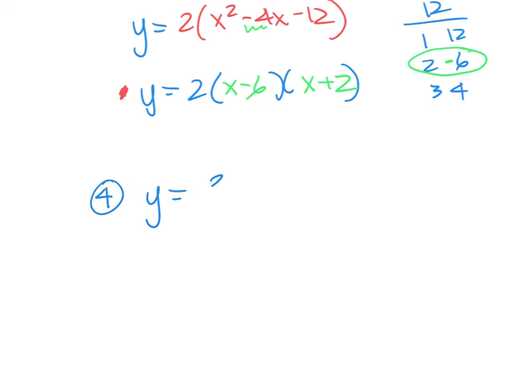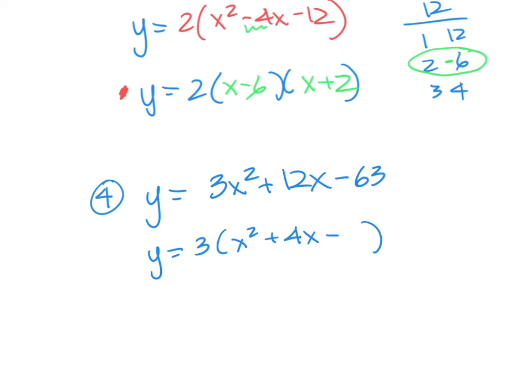Let's try y is equal to 3x squared plus 12x minus 63. Okay, what do you think our GCF is? Let's take care of that first. Divide every one by 3. So, our intercept form is going to be the factored form. An x and an x. 21, let me write that better. We only have 2 to choose from, right?